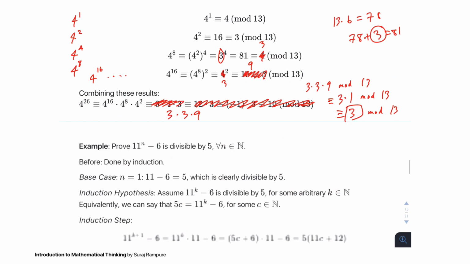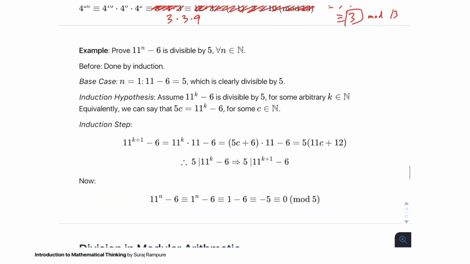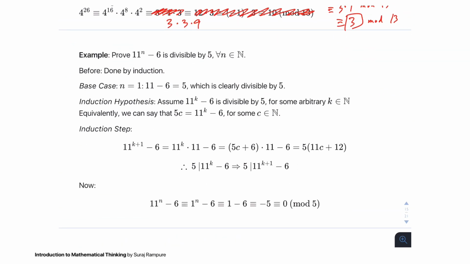Okay, so let's tackle it. Before doing that, let's take a look at this induction problem, which previously would have been very tedious, but now with modular arithmetic is very easy. The question is, prove that 11 to the n minus 6 is divisible by 5 for all n. Before today, we would do this by induction, right? Our base case is when n is equal to 1, and we have 11 minus 6, which is 5, which is divisible by 5, of course.